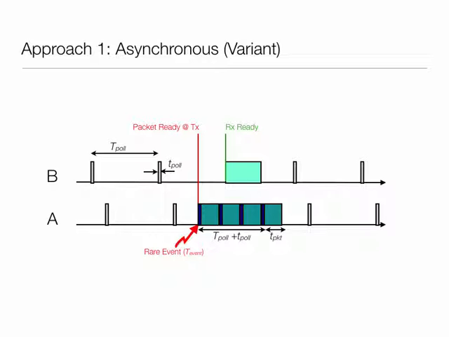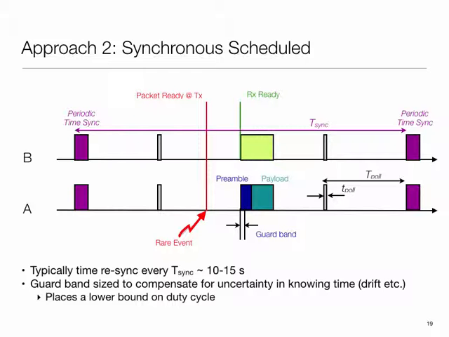So these are the asynchronous schemes, and as you can see, they seek to optimize for overall power, but particularly the receiver side power consumption goes down quite a bit. Now, the other scheme would be to do synchronization.